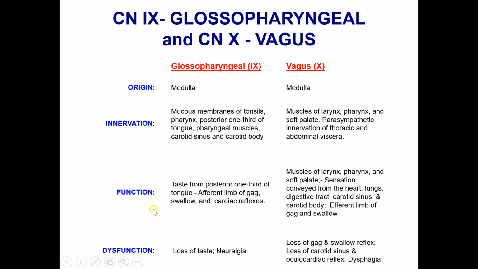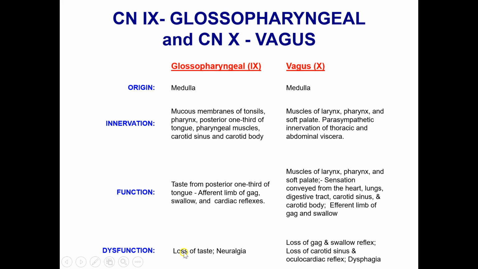Function of the glossopharyngeal is taste from the posterior one-third of the tongue. It is the afferent limb of the gag reflex. Its efferent limb is from the vagus nerve. So it is associated with swallow and sinus reflexes, while the function of the vagus nerve is very important. Vagus nerve is associated with muscles of the larynx, pharynx, and soft palate. Sensations are conveyed from the heart, lungs, digestive tract, carotid sinus, and carotid body. It is the efferent limb of the gag reflex and swallow.